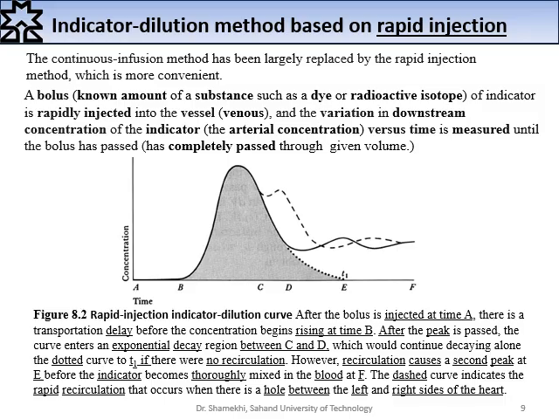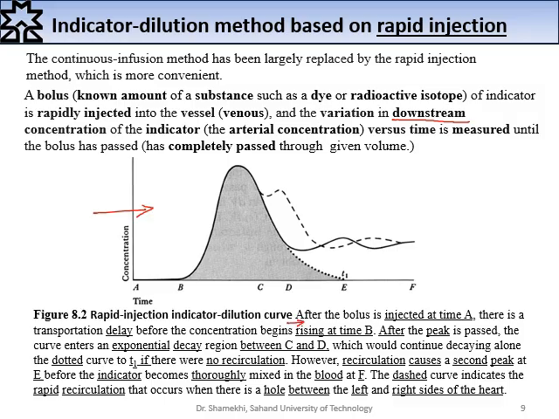A bolus, a known amount of a substance such as a dye or radioactive isotope, the indicator, is rapidly injected into the venous vessel, and the variation in downstream concentration of the indicator, the arterial concentration, versus time is measured until the bolus has completely passed through a given volume, as you can see in this figure.